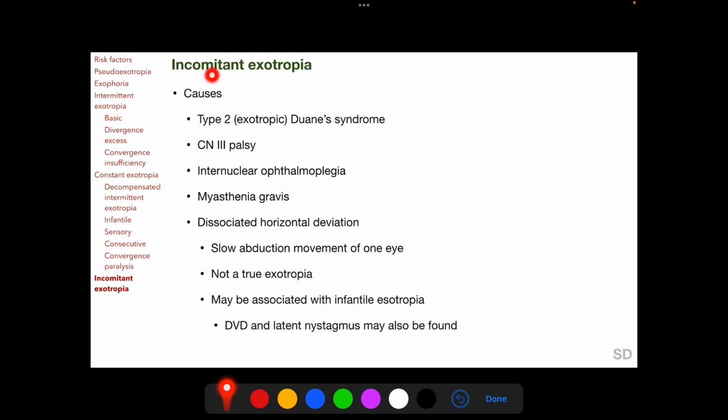Causes of incomitant exotropia include exotropic or type 2 Duane's syndrome, third cranial nerve palsy causing weakness of the medial rectus muscle, internuclear ophthalmoplegia, particularly the wall-eyed bilateral internuclear ophthalmoplegia type, myasthenia gravis, and dissociated horizontal deviation. In dissociated horizontal deviation, there is a slow abduction movement of one eye only, and it is not a true exotropia. It may be associated with infantile esotropia, and in this situation, dissociated vertical deviation and latent nystagmus can also be found.